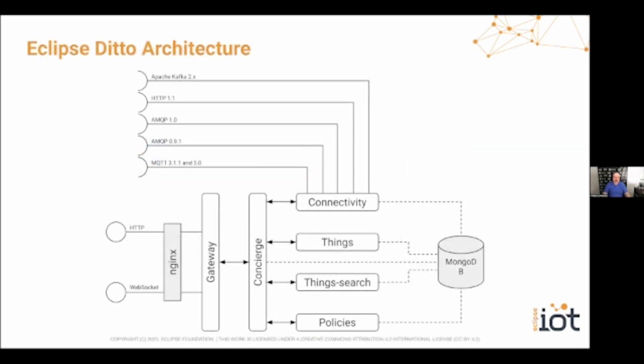So just to give you a taste of what's under the hood for Eclipse Ditto, our digital twin platform. You see it's got connectivity for a wide variety of protocols: HTTP, AMQP, the two versions of it, and MQTT. And then it can integrate directly with Apache Kafka infrastructure as well. Really quite a good platform to manage instances of digital twins.